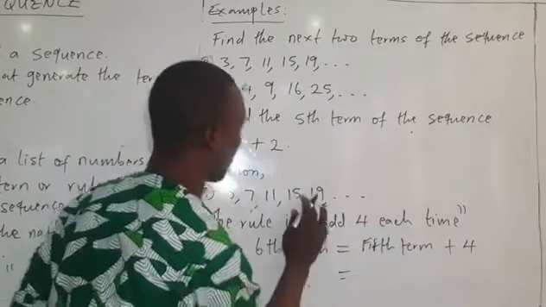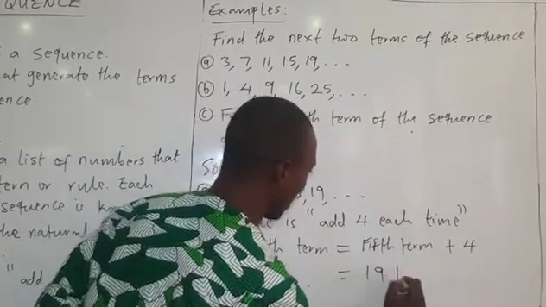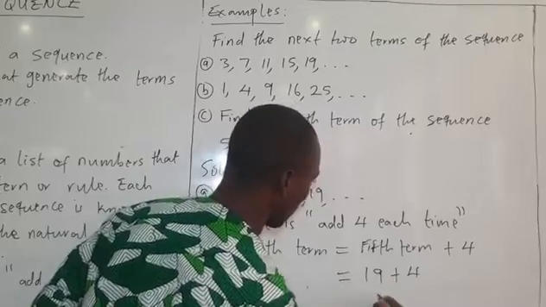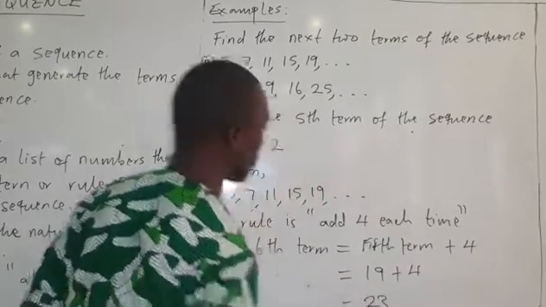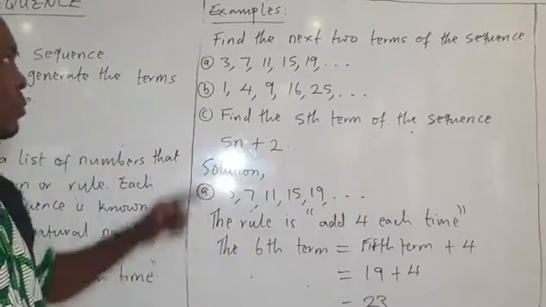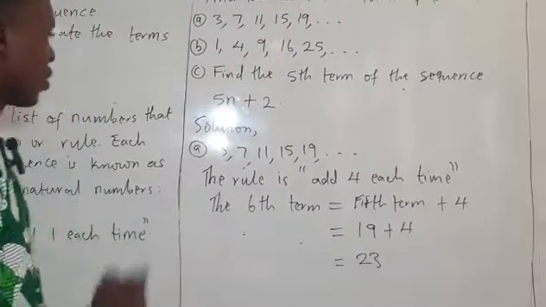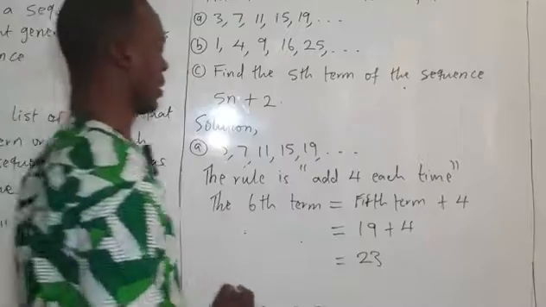So what is the fifth term? The fifth term is 19, then plus 4. So 19 plus 4 gives us 23, which is our sixth term. That is one of the next two terms. The next term will be the seventh term.